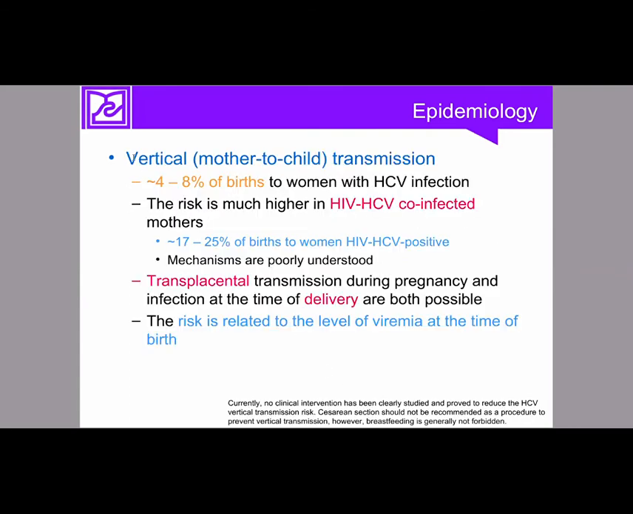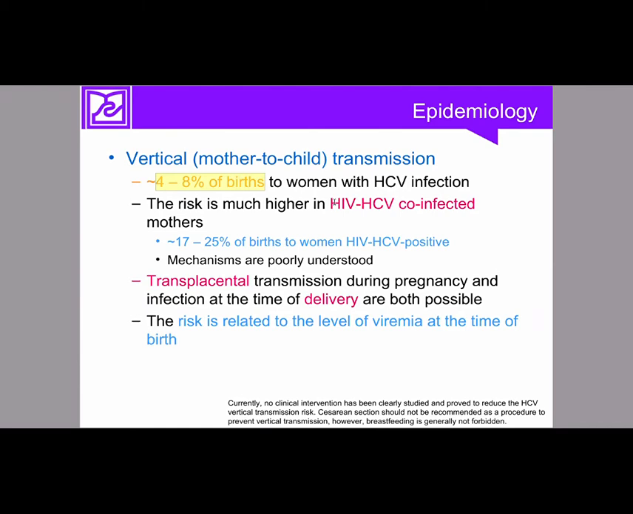So look, what about vertical transmission? Mother-to-child transmission is possible transplacentally, so during pregnancy, or during delivery, at birth. At both times, transmission is possible, but not common. Vertical transmission appears only in around 4 to 8% of births, so not many.